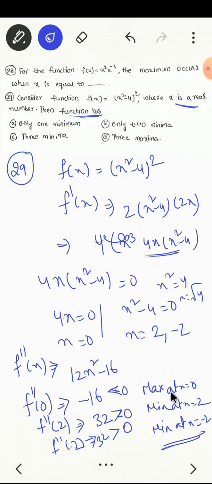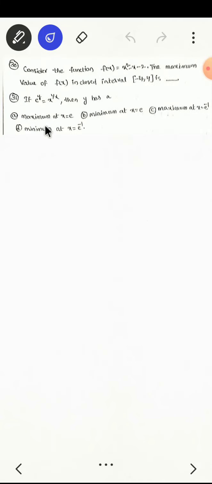So what I can tell, 2 minimum and 1 maxima. So what are the options given? Only one minimum? No, you have two minimums. Only two minimum? Yes. 3 maxima or 3 minima. This will be the good option to choose because you have two minima. You have maxima also, but you have two minima.